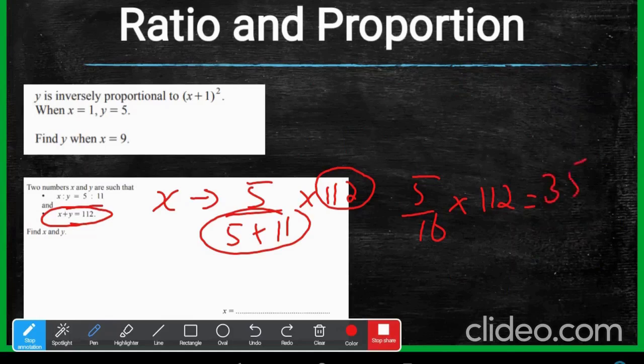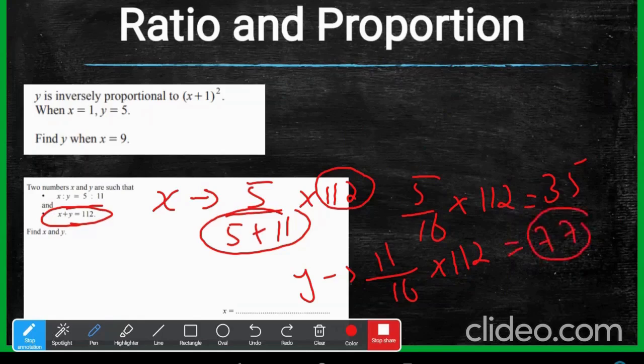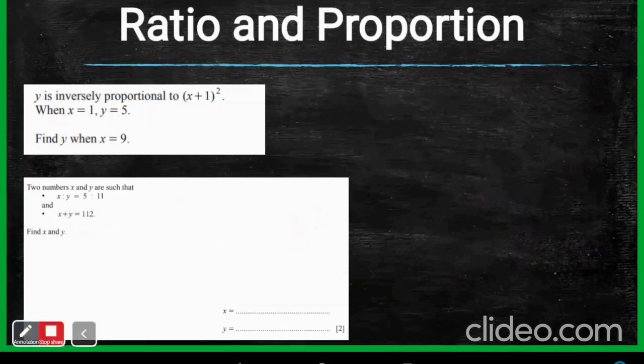The value of x is 35. Now the value of y: the ratio of y is 11 and the total ratio is 16, multiplied by 112. So 11 divided by 16 multiplied by 112, the value will be 77. This is how we can solve this type of question. So just make your concept strong, and you can solve any question in this topic.